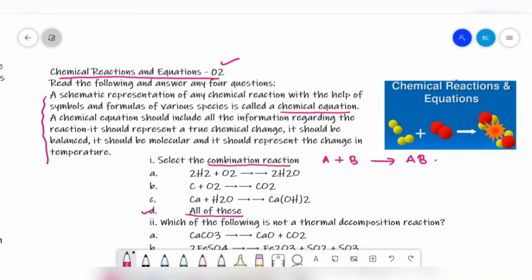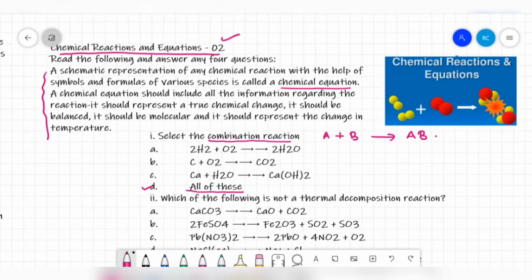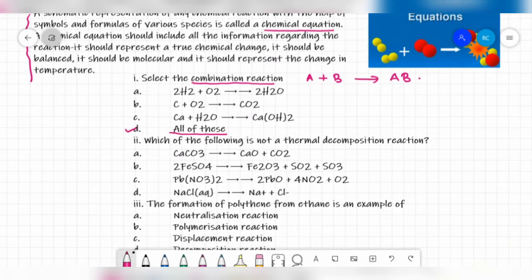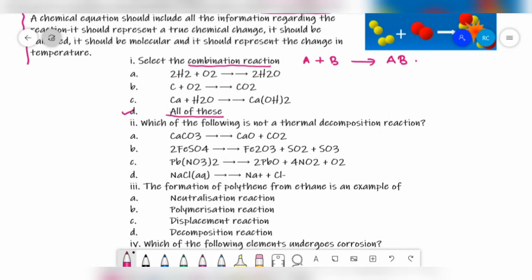Okay. Now, second question. Which of the following is not a thermal decomposition reaction? What is a thermal decomposition reaction? As the name indicates, a thermal decomposition is a decomposition which takes place in the presence of heat. Again, the question is asking about the one that is not a thermal decomposition reaction. So calcium carbonate, on heating, you will get CaO plus CO2. So this is a thermal decomposition.